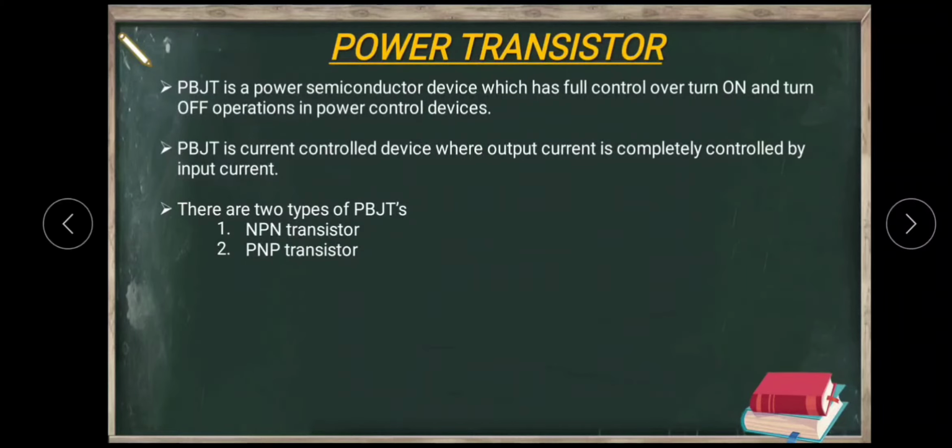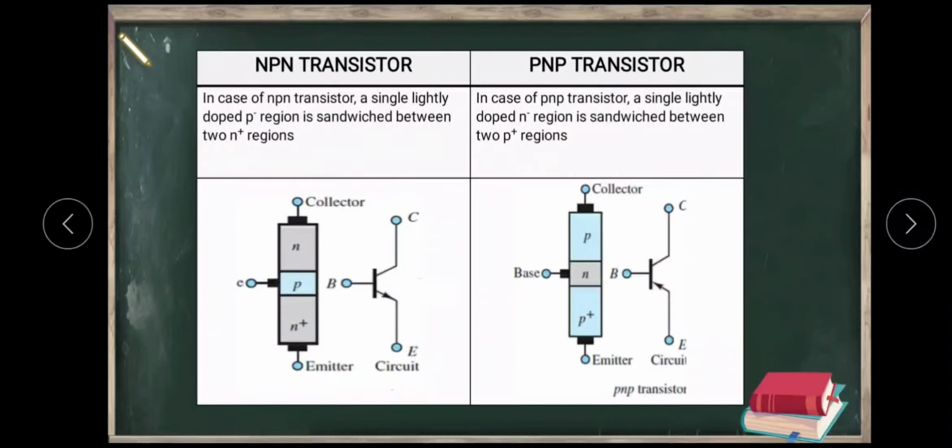NPN transistor is nothing but a single lightly doped P- region sandwiched between two N+ regions, that we call NPN transistor. It contains three terminals, that is collector, emitter and base. There are three terminals, collector, emitter and base. Diagram as well as circuit symbol of NPN transistor is as shown in this slide.